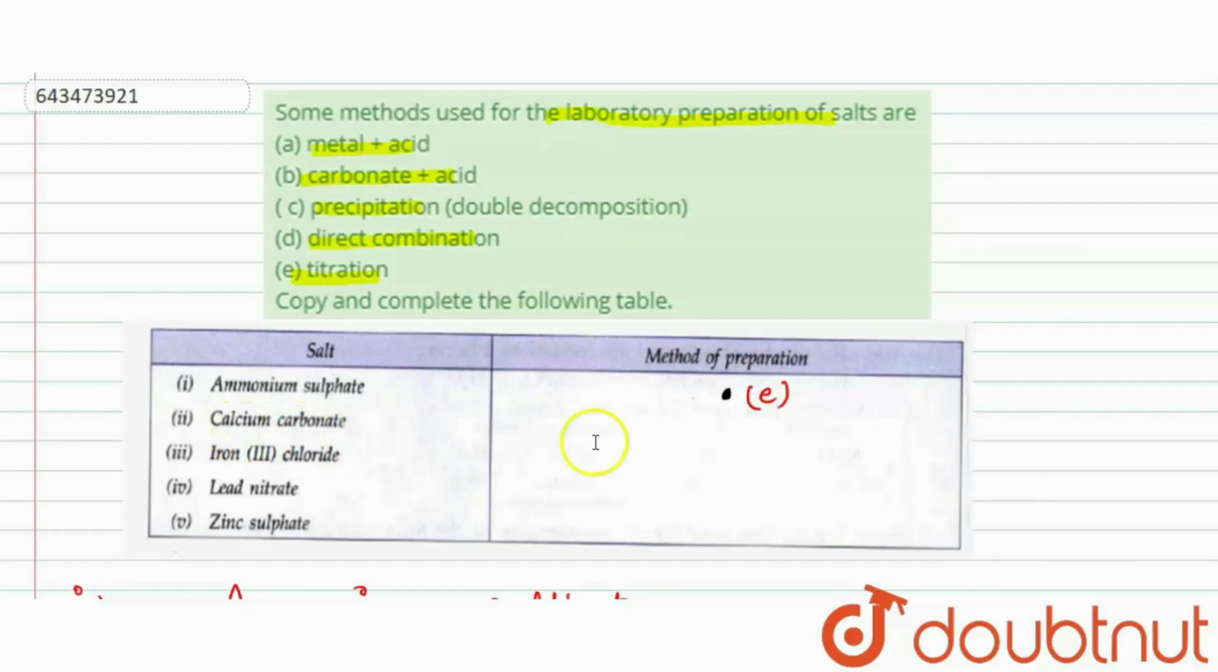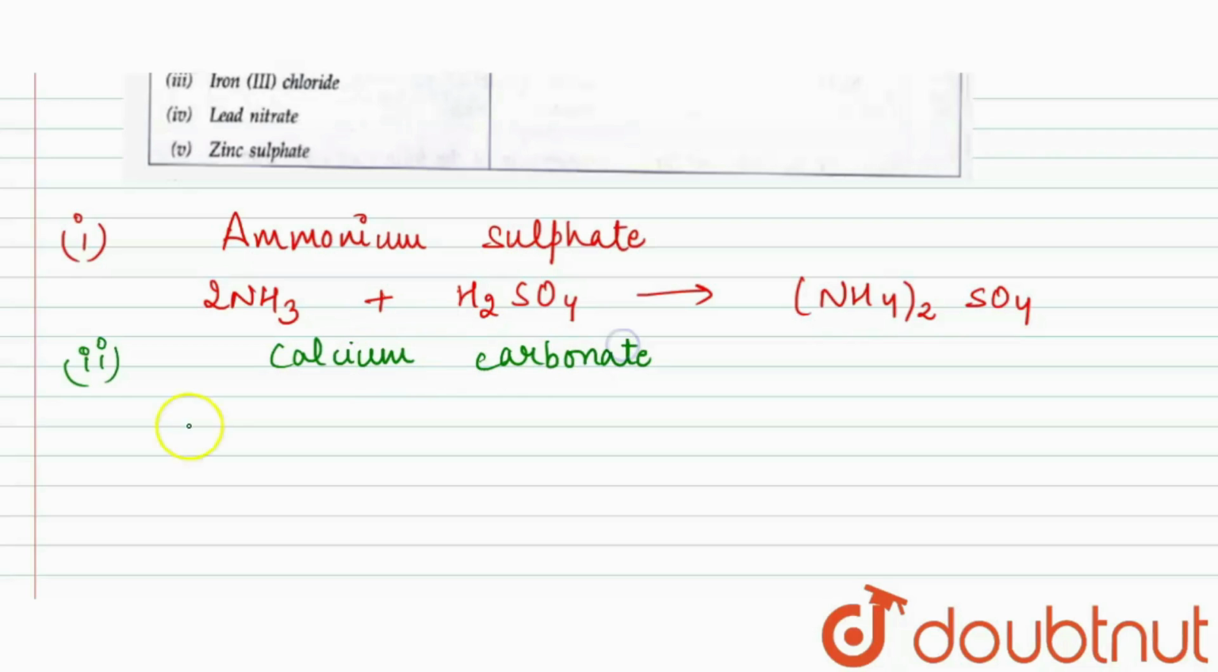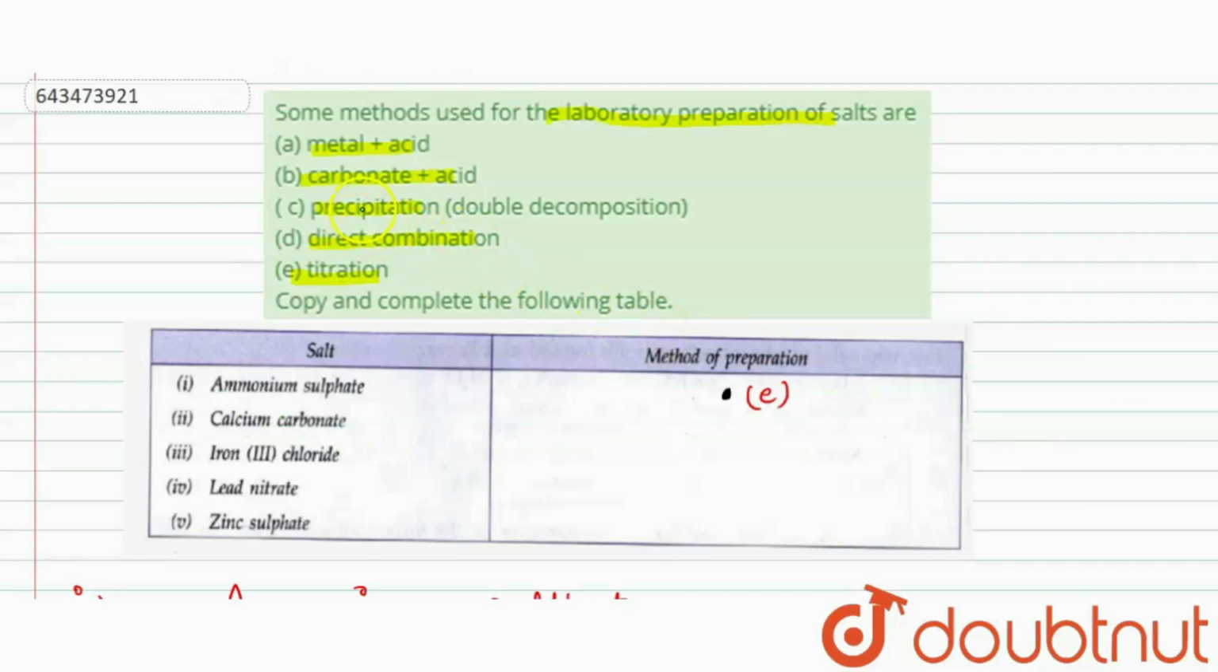Now the second salt is calcium carbonate. Calcium carbonate is formed from calcium hydroxide. What happens is, CO2 gas is passed over the calcium hydroxide and it leads to the formation of precipitates of CaCO3, that is our calcium carbonate, plus water. So this reaction is precipitation. So here we have C.